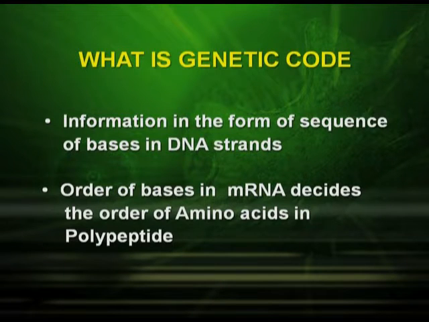So now let us try to define what a genetic code is. It is the information in the form of a sequence of bases in DNA strands. And the order of bases in messenger RNA decides the order of amino acids in polypeptides.